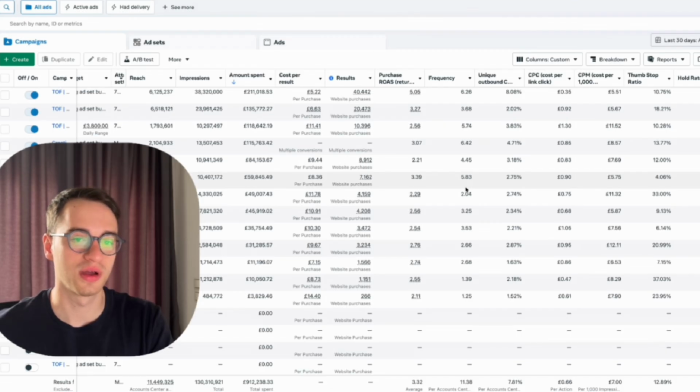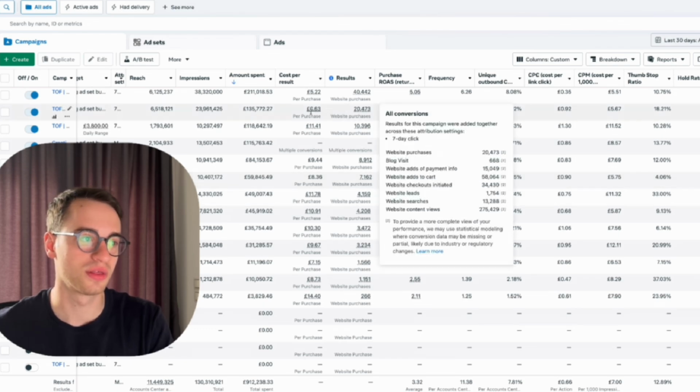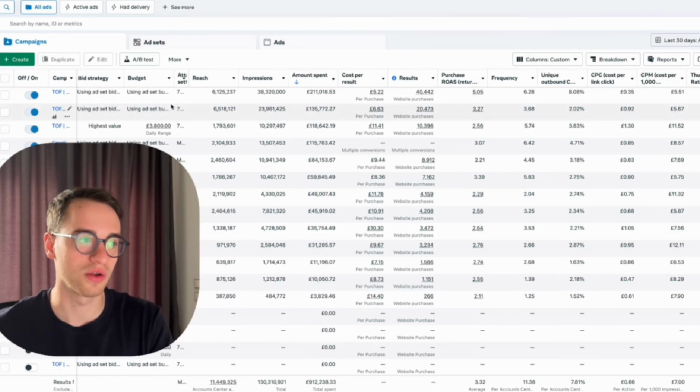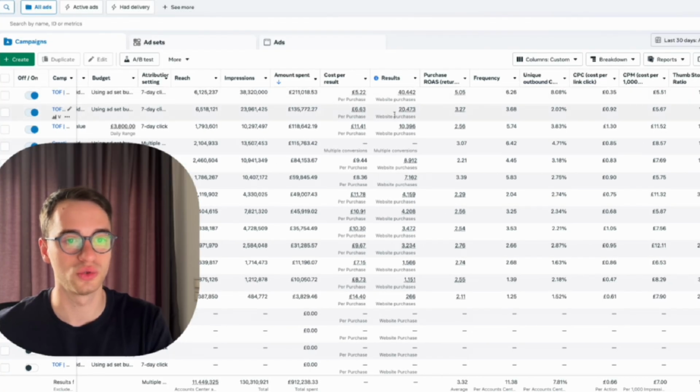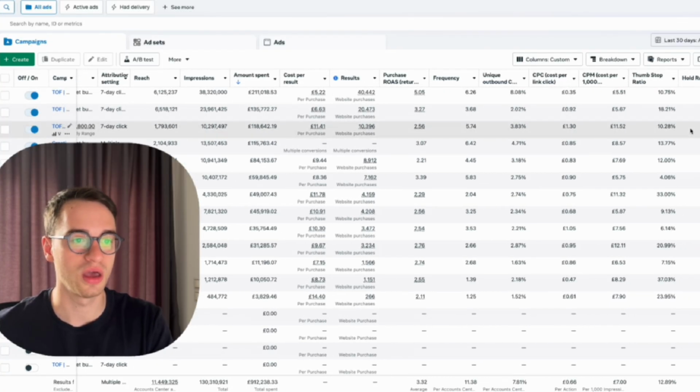So, inside the Ads Manager here, this is the column setup that I take a look at in order to optimize the data. It starts with the budget, the attribution settings that we're using, reach, impressions, and it goes all the way into the creative metrics. And this is the sequence that I take a look at in order to optimize.